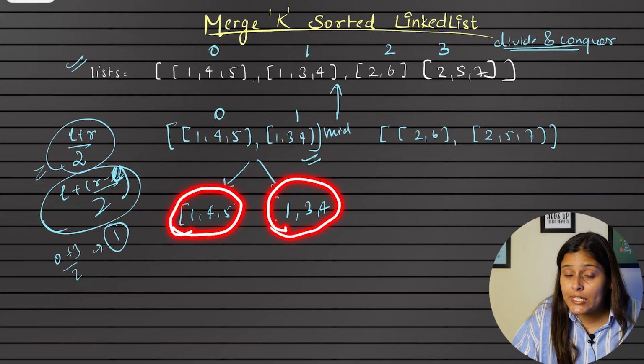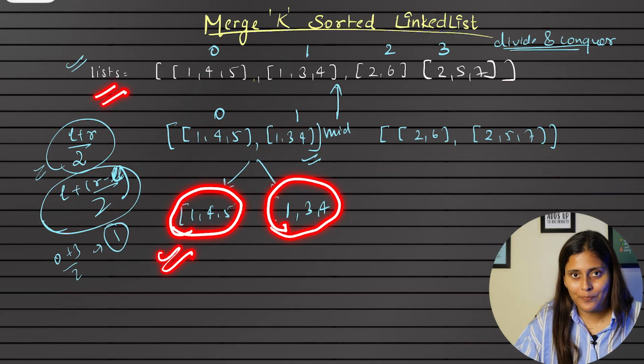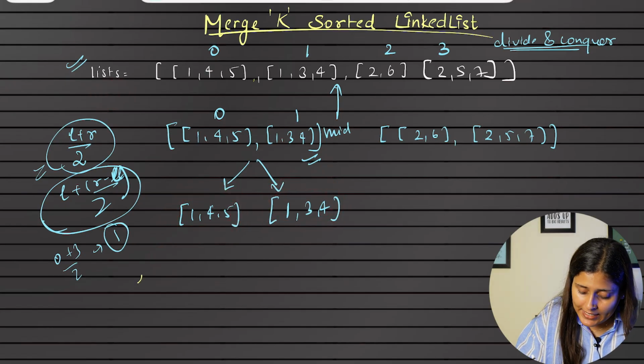And as the question itself mentions, every linked list inside the lists is sorted. So I can say yes, it is sorted. Correct? So when the size became 1, how can I say the size is 1? Because in our function call, in every function, we are sending the lists, and we are sending left and right.